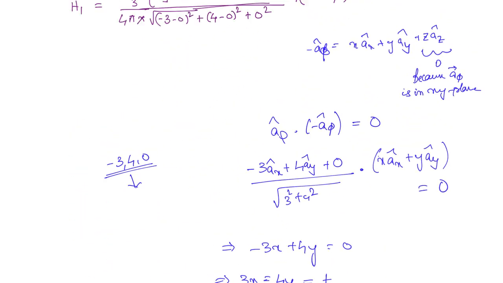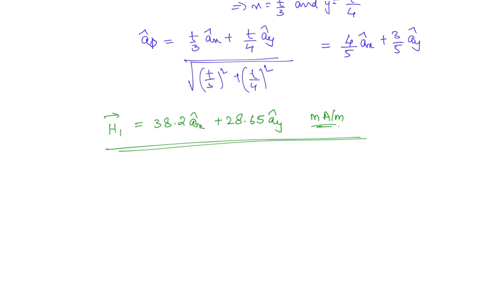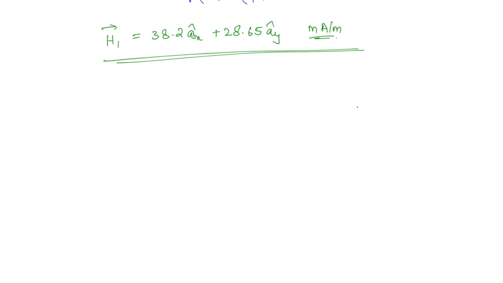Next we have due to conductor 2. This is conductor 2. So let us redraw that conductor 2. These are the x, y and z axes, and this is the conductor here. And where is the point? If you extend this x axis, this is the point minus 3 comma 4 comma 0.